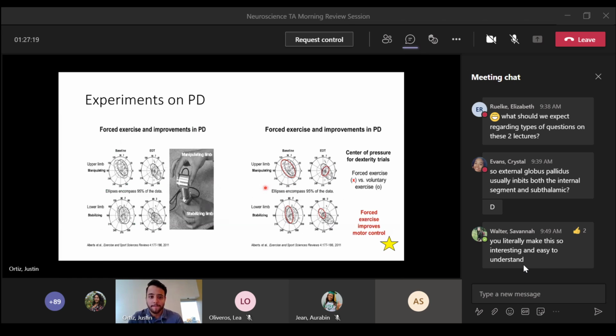Most important thing here, he flew through this: just know that forced exercise can improve motor control. That's it. In Parkinson's disease patients, forced exercise can improve motor control. That should suffice in regards to this slide.